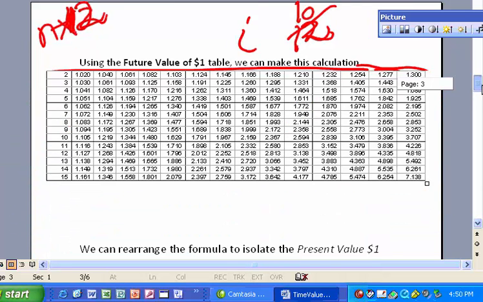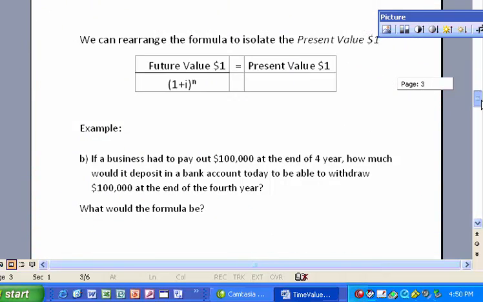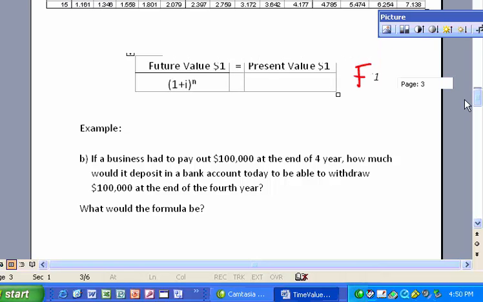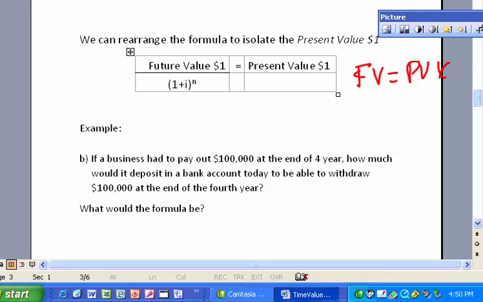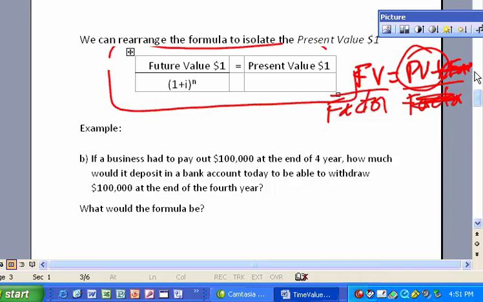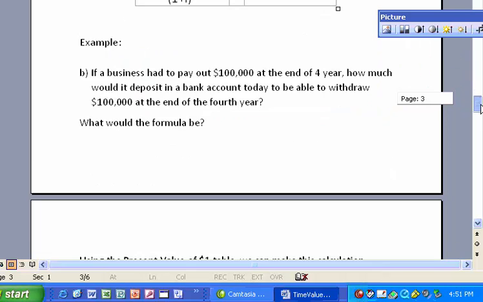Let's slide down now to the present value, which is just a way of rewriting our formula. Our future value equaled our present value times the factor. If we take both sides and divide it by the factor, then the numerator and the denominator cancel out. We've just isolated the present value is equal to the future value divided by 1 plus I to the n. So let's see this in action.